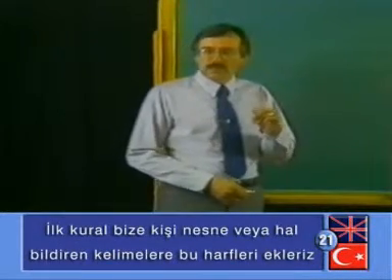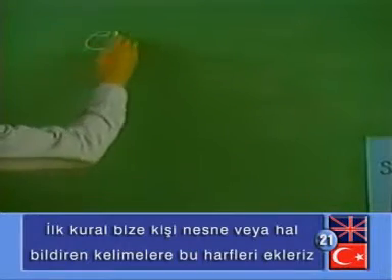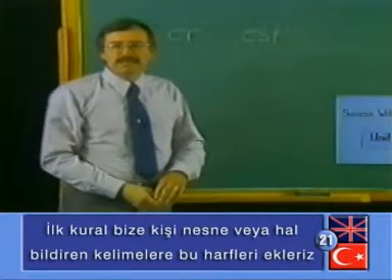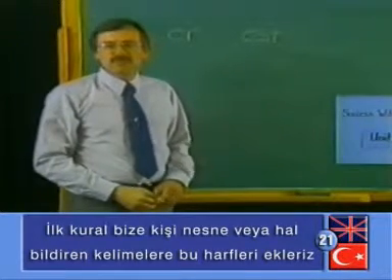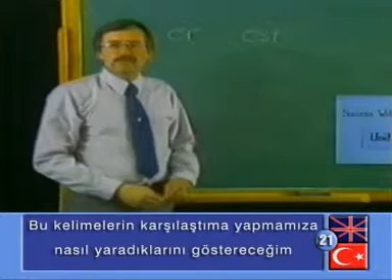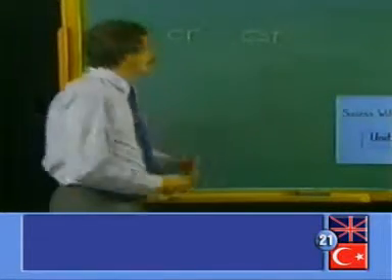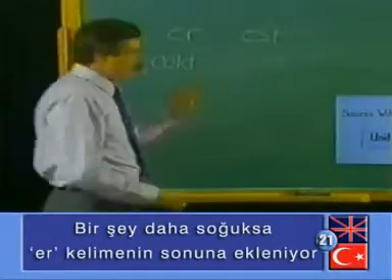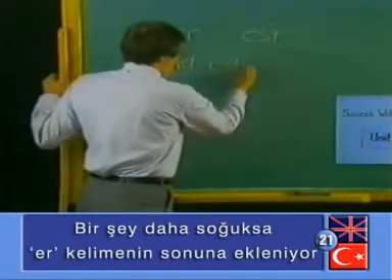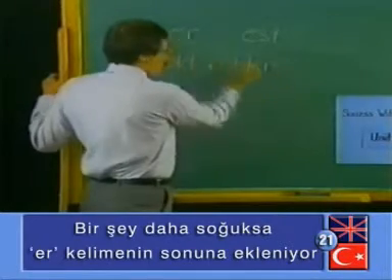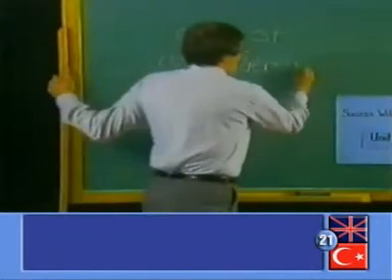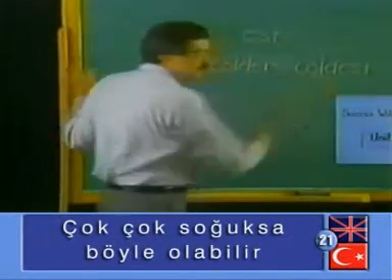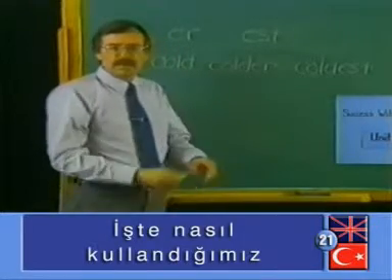First rule, we add ER or EST to words that tell us about people, objects, or situations. I'll show you how these words help us compare those things. Here's the word cold. If something is more cold, it's colder. The ER goes on the end of cold. If it's very, very cold, it might be the coldest. And here's how we use them.